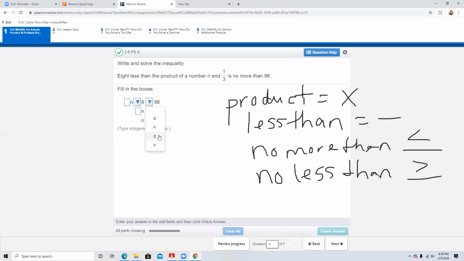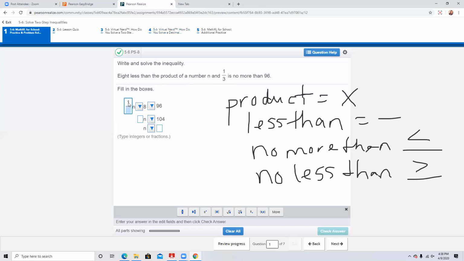Okay, so in this case right here, we're going to go back and work the problem the way you see it. So now we see that the product of n and 1/3. Product means multiplying, right? So if I put 1/3 right here with the n, this is actually multiplying each other. Remember, when we have a variable beside a number, that means you're multiplying it. Okay, so then it said here, what did it say? Less than. So then we put our subtraction sign.